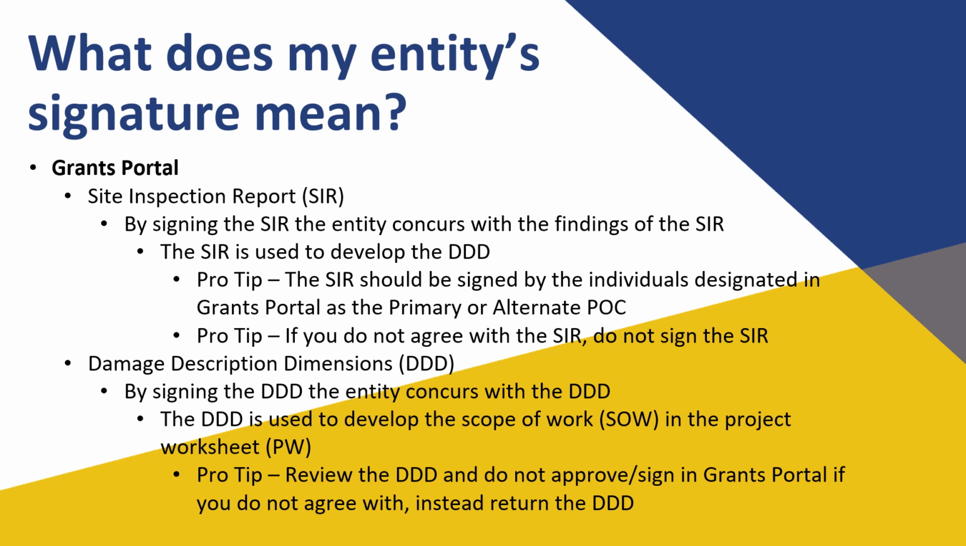The person to sign the document should be the person designated in Grants Portal as the primary or alternate point of contact, or POC. Note that oftentimes this person is not the same as the one with knowledge of the project, such as the Public Works Director or the Facilities Maintenance Worker. Make sure that the person with working project knowledge agrees with the site inspection report before the authorized agent signs it. Similarly, make sure the person with knowledge of the damage and how to repair it agrees with the damage description and dimensions before signing it.